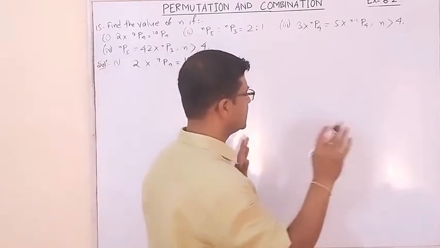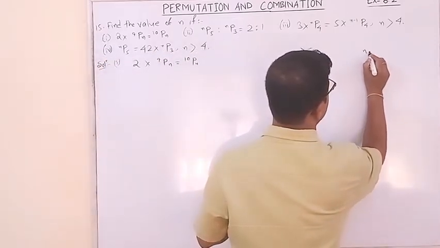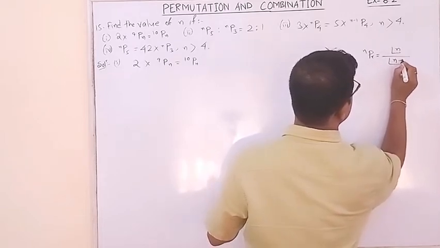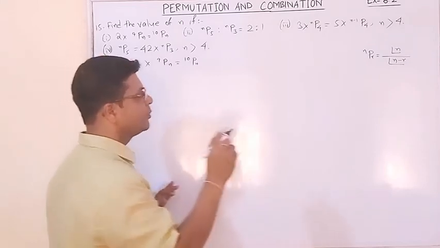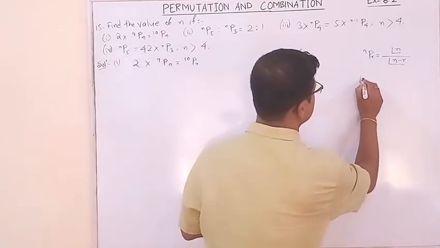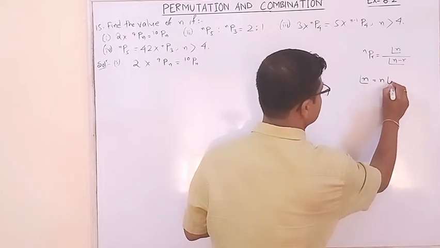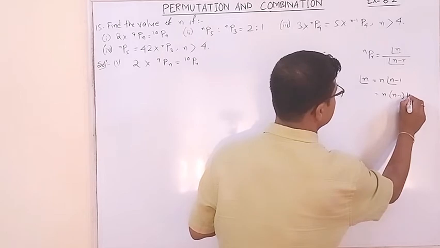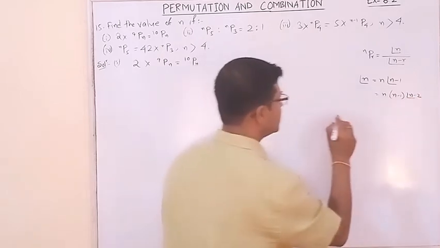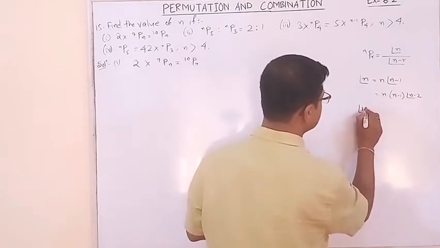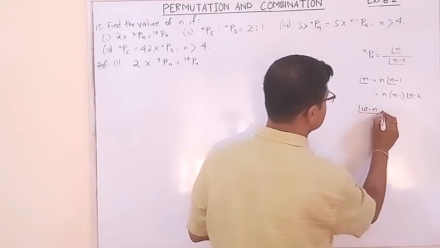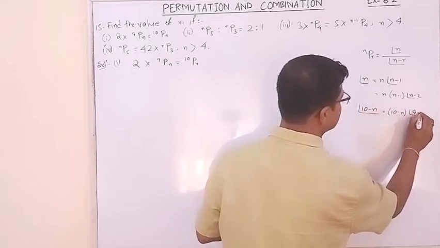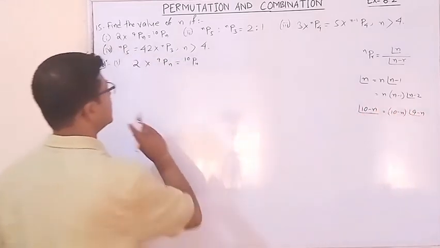Here the simple concept is that we shall write like this. What is nPr? nPr is factorial n divided by factorial n minus r. This concept. And one more thing we require also. What is factorial n? Factorial n is n into factorial n minus 1, or sometimes n into n minus 1 into factorial n minus 2, like this. Okay, suppose one more thing. Suppose what is factorial 10 minus n? This is 10 minus n, then what is the next one? 10 minus 1 is 9, 9 minus n. This concept is required here in all the sums.